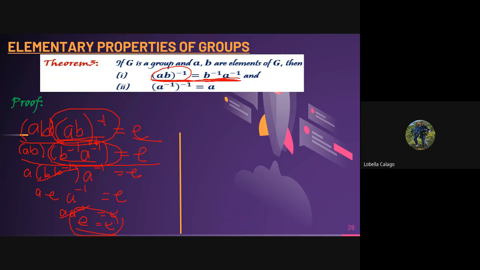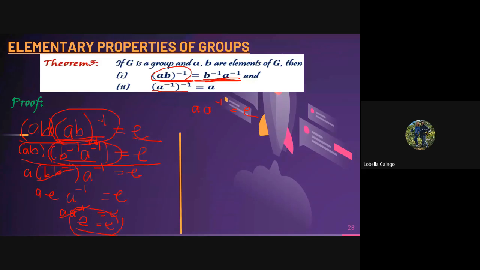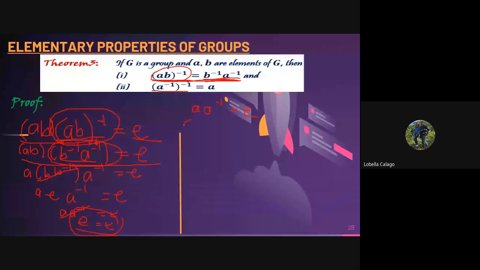Now, our next step. We need to show that A inverse inverse is equal to A. So how do we see that? Let's look. From our previous lecture, we all know that A times A inverse is E. Now, how do we make A inverse become A? We can do trial and error, so we will do it like this.